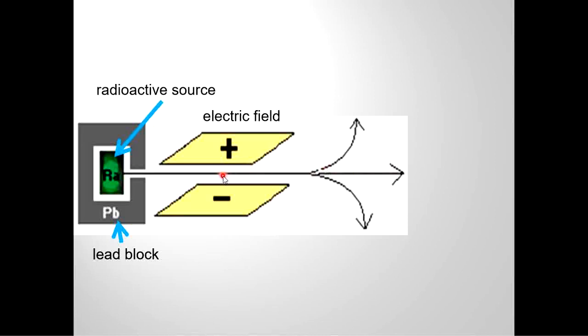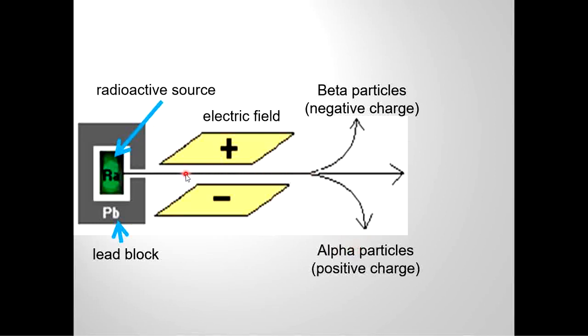So what did Rutherford conclude from this? The ones that were attracted to the positive field are probably negatively charged. And that's what he called the beta particles. The ones that were attracted towards the bottom to the negative field were positively charged, and that's what he called alpha particles. And the ones that were unaffected and that went straight through are neutral, and those are called gamma rays. So let's take a look at each one of these particles.